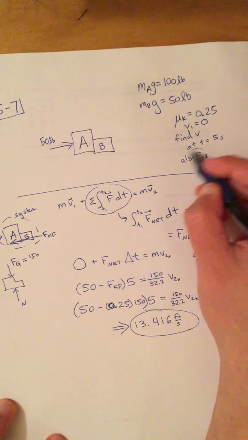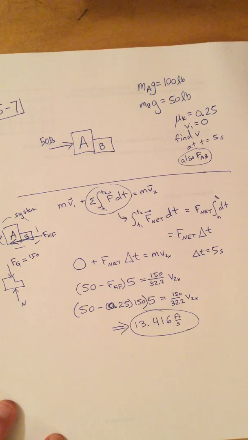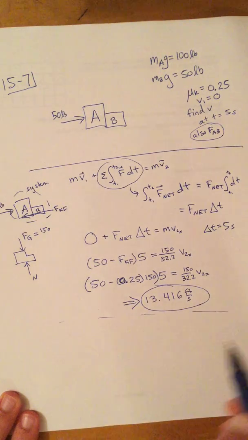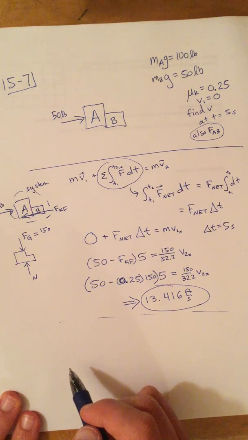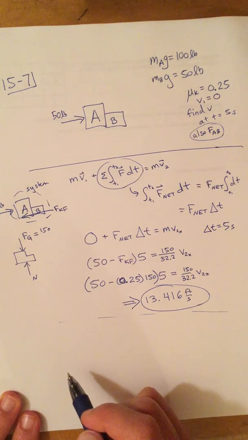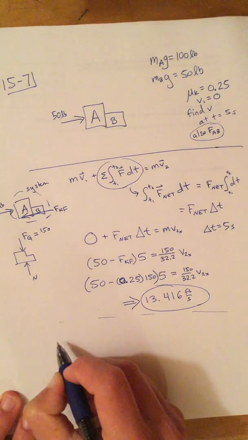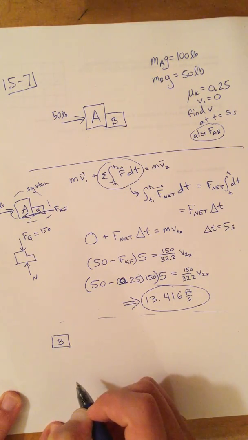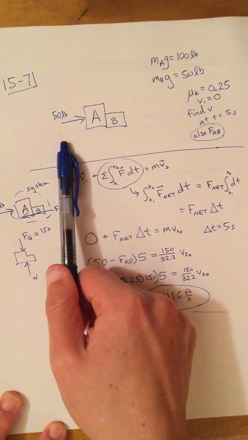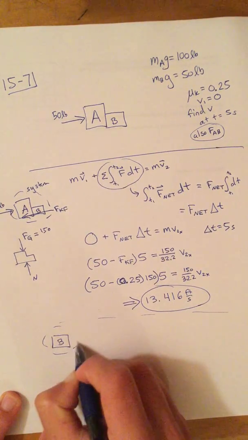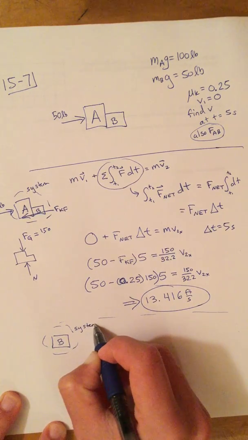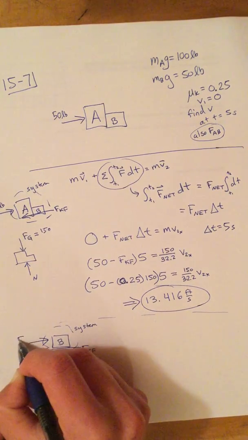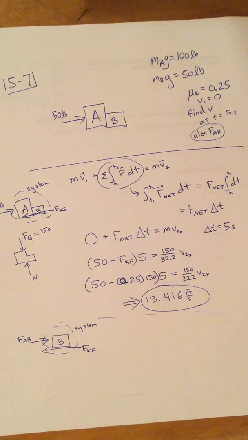They also asked us to find the force that A exerts on B. To find that, I'm going to have to pick a different system. I could make my system just crate A or just crate B, and I'm going to choose crate B. If I do this, then I don't have this 50-pound force to worry about, so that makes it a little easier. This is my system, with the force of kinetic friction acting on it, and I also have the force that A exerts on B, which is what I am looking for.